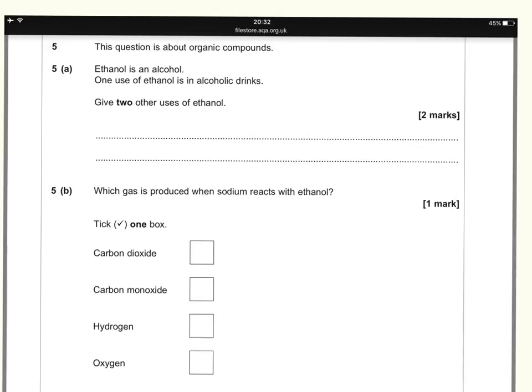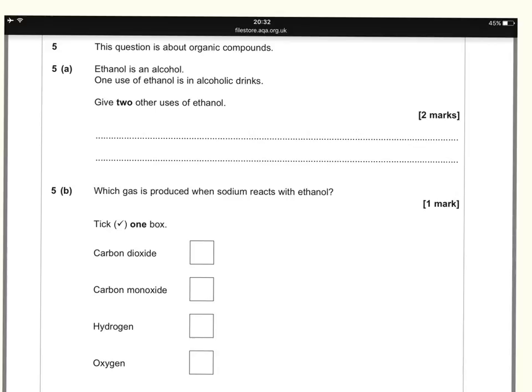Self-assessment time. You need to pause the video, have a go at the questions, then unpause the video, and I'll talk you through the correct answers. So question 5A, these are all from recent exam questions, 2015 paper, this one. It says here, the question is about organic compounds. Ethanol is an alcohol. One use of ethanol is alcoholic drinks.